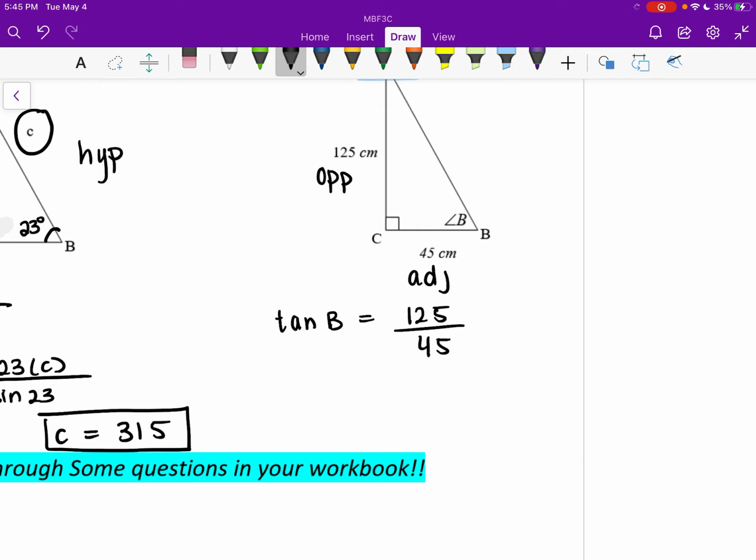I want to get rid of the tan, and because I'm looking for an angle, naturally I'm going to have to do tan inverse on both sides, right? So tan inverse, and I like to just put in the fraction, so 125 over 45, right? And so then my angle B is equal to 70.2, so I'm just going to round it to 70.